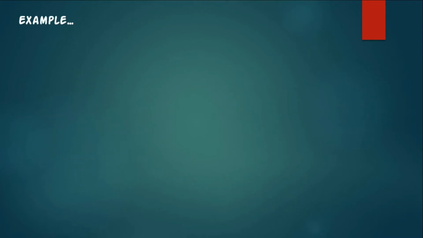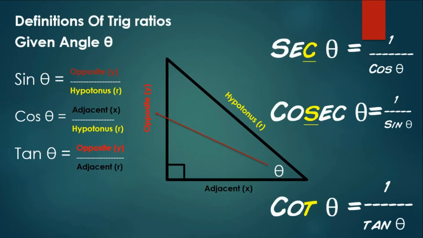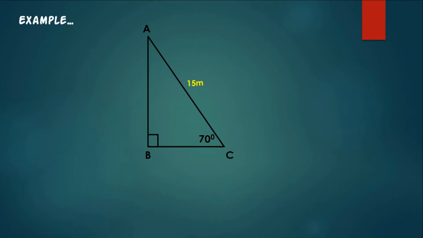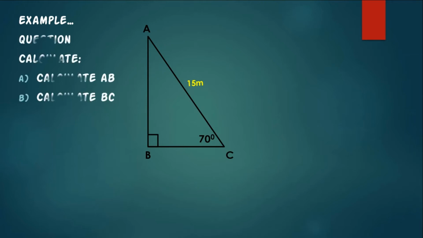We're going to do an example on how to use these trig ratios. This is the first example. Assume we are given a triangle with angle 70 and 15 meters on the hypotenuse side. The question is calculate AB. As you can see, AB is our opposite side because it is opposite to the given angle. Which trig ratio am I going to use given the angle and the hypotenuse side, and I'm calculating for the opposite side?